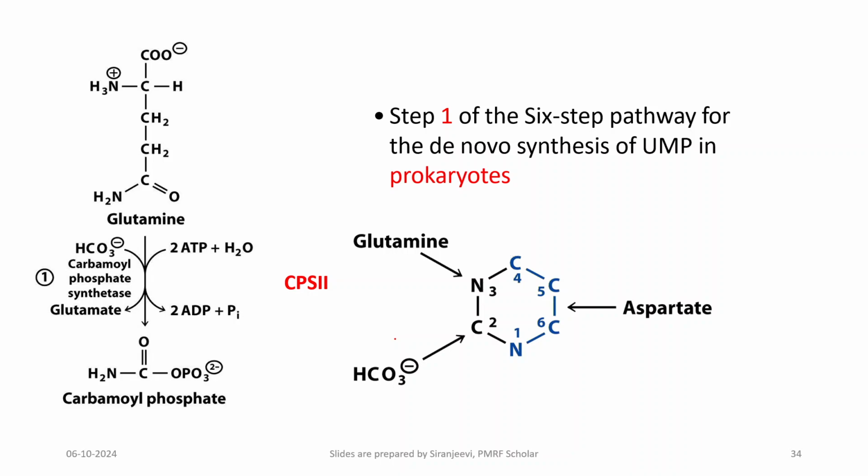The first step is where the glutamine as well as the bicarbonate ions are combined using carbamoyl phosphate synthetase 2. This enzyme is present here, which is really important for this step.